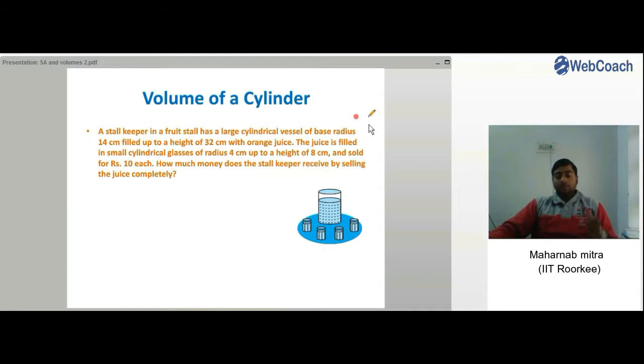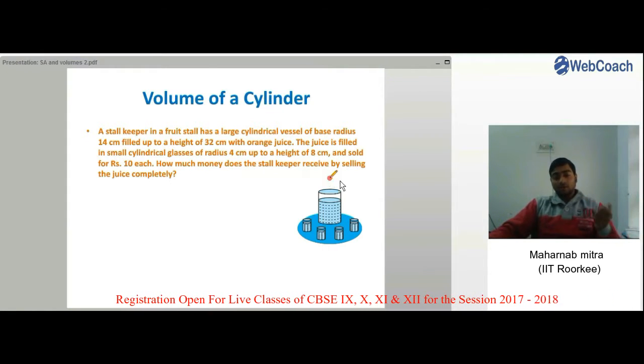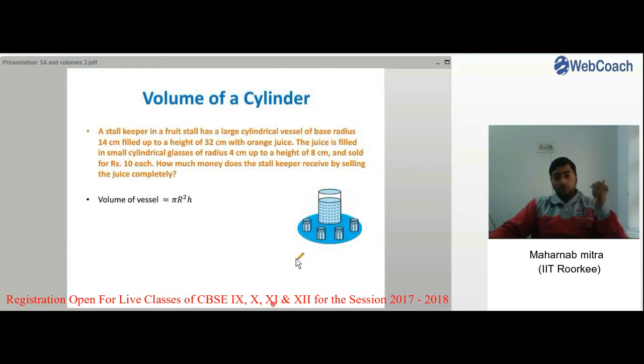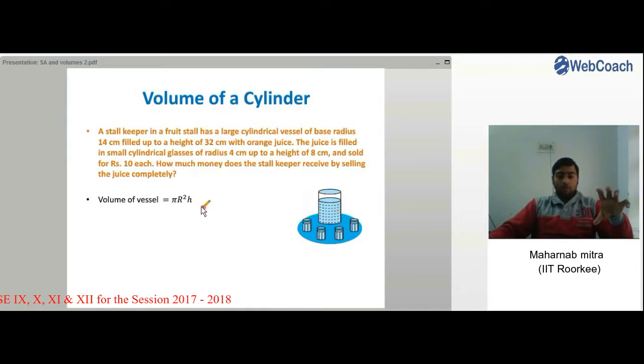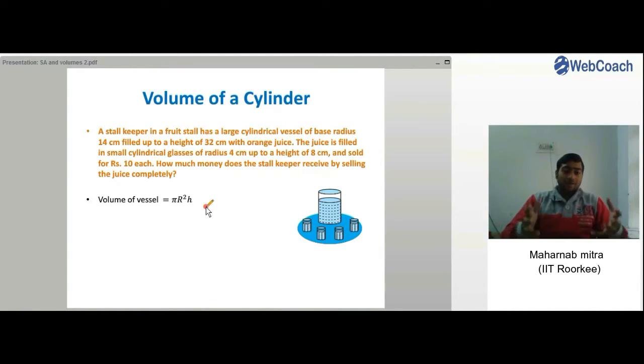So this is a big question, so let us break it down. First, we are given information about the vessel which is containing the orange juice, which has a base radius of 14 centimeters and a height of 32 centimeters, and the vessel is of the shape of a cylinder. So we can easily find the volume of the juice available, right? The volume of the juice will be the same as the volume of the cylinder itself, because that is the volume it can contain.